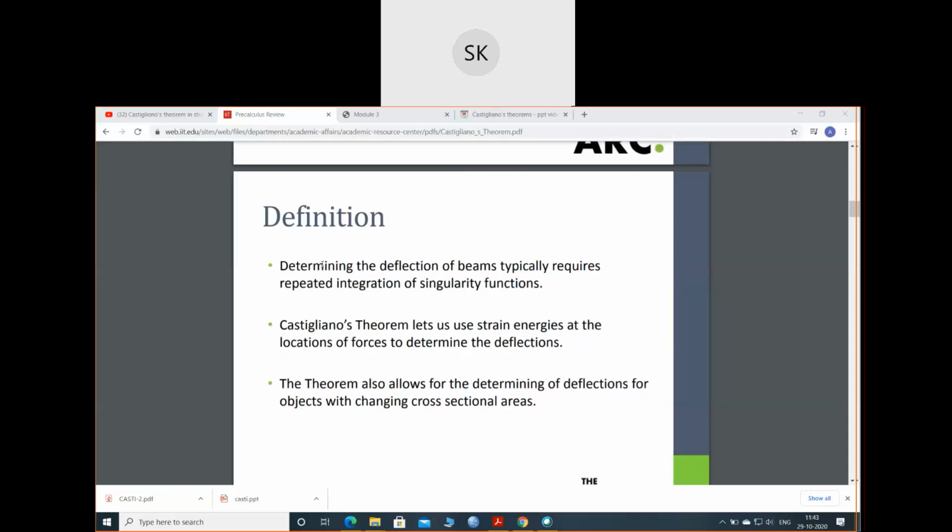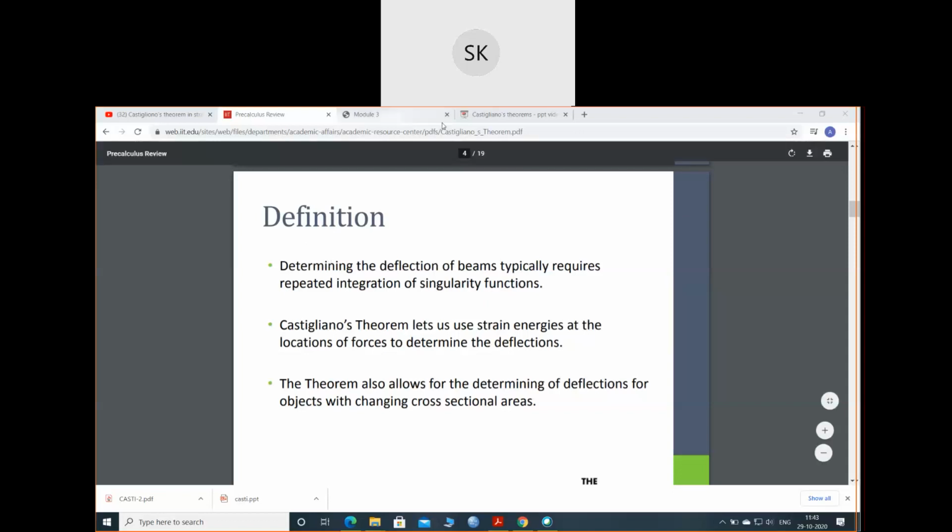So what is the need of this theorem? It is used to determine the deflection of beams. Determining the deflection of beams typically requires repeated integration of singularity functions. When you need to find a deflection of a beam, it requires multiple integration of a function. So this theorem lets us use strain energies at the location of forces to determine the various deflections.